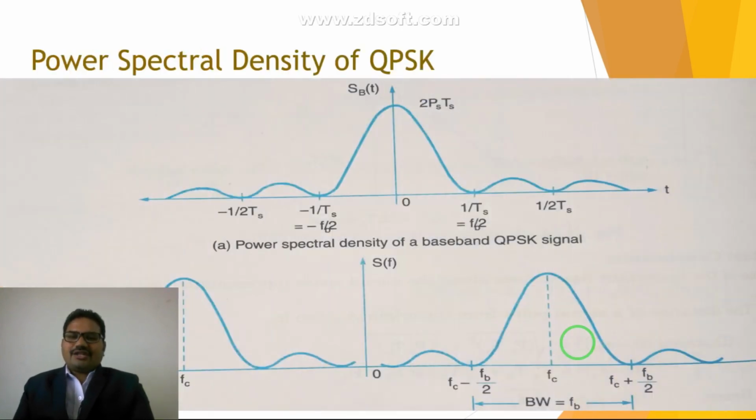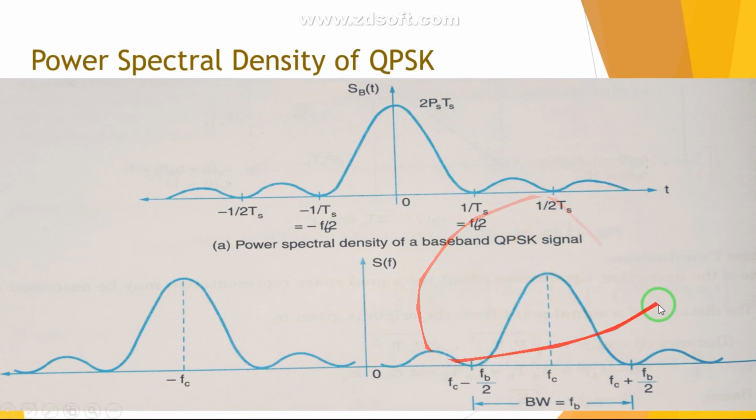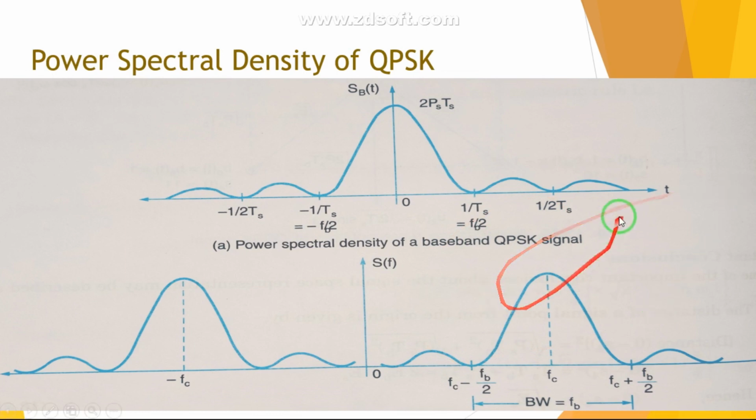From this equation, you can see how the spectrum is going to look. As we know, this is the PSD of your baseband QPSK signal, and you can see it from here. And as we know, the PSD of the QPSK is divided into even and odd bit streams, so we have seen the two equations. This tells you that the spectrum components are centered at plus FC and minus FC.